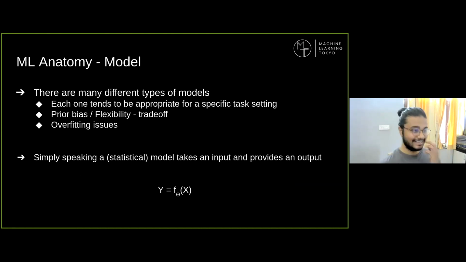Of course, there are many different types of models. Each one tends to be appropriate for a specific task, and we insert some prior bias, which we feel that our data inherits. And of course, we have to deal with major issues like overfitting, underfitting, generalization, so on and so forth. Simply speaking, a statistical model takes an input and provides an output. So we have, for example, output denoted as y, and we have a function f of x, which is a model.